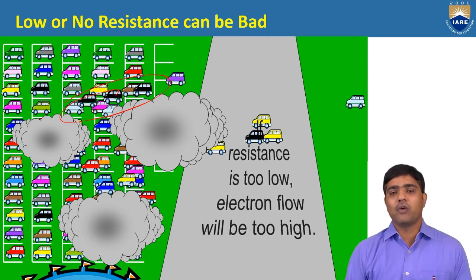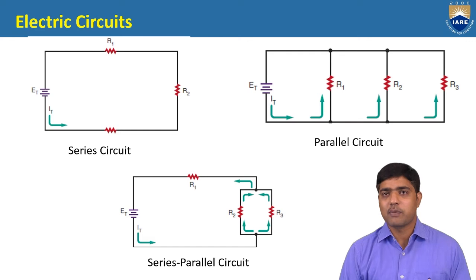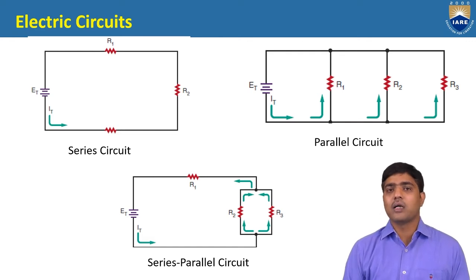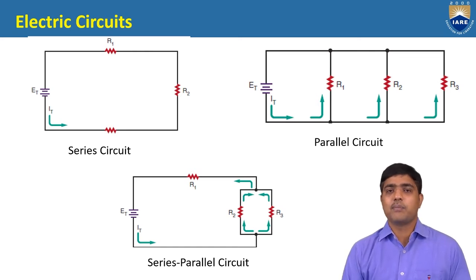Whichever current you want, you can supply to the circuit by connecting some value of resistance in the circuit. And before going to explain Ohm's law, let's have a look at what types of electric circuits are available. There are basically three types of electric circuits here. One is the series circuit, one is the parallel, and another one is the series and parallel circuit.